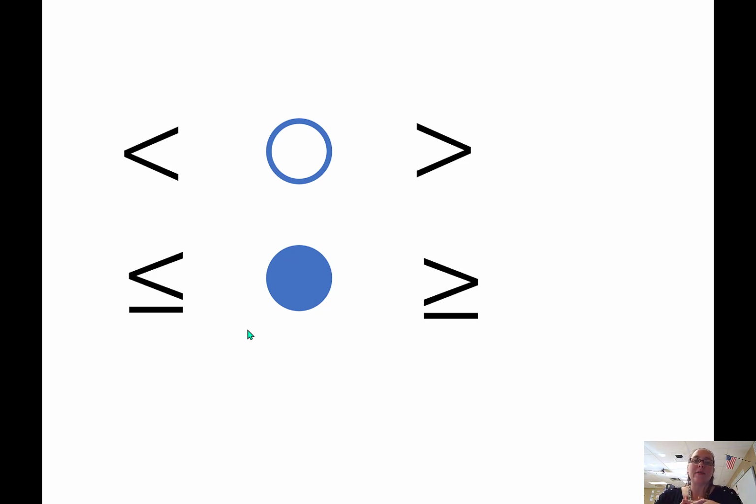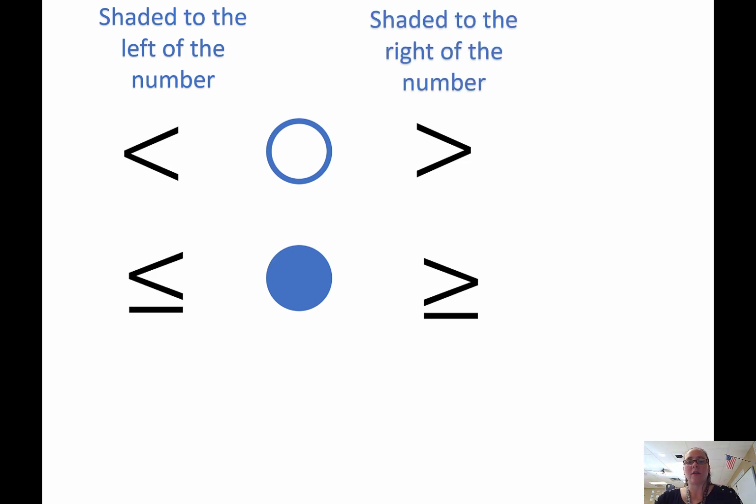Okay, now we also remember we talked about that more than one number can be a solution to an inequality, so we have to do some shading on our number line. If it's less than, we're going to shade left of the number. If it is greater than, we're going to shade to the right of the number. Now note, this only works if our variable is on the left side of our inequality. We'll talk a little bit more about what to do if it's not.